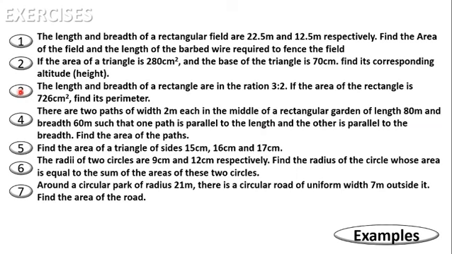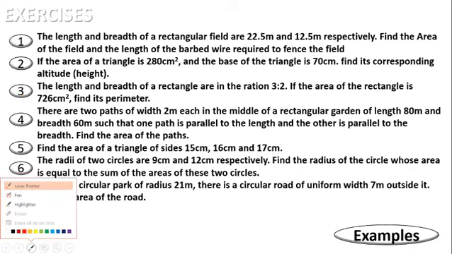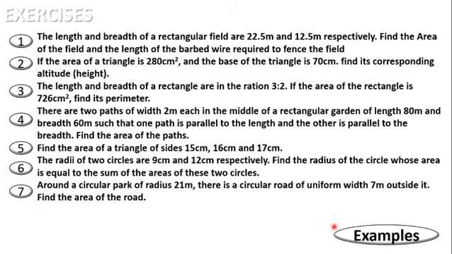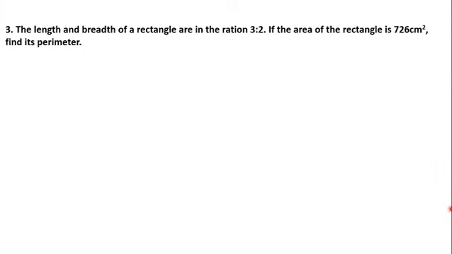Which is this. It says that the length and breadth of a rectangle are in the ratio 3:2. If the area of the rectangle is 726 centimeters squared, find its perimeter. Now, some of you didn't understand this question very well, because you didn't take note of the fact that what we are given is the ratio of the length and the breadth, and that implies something.